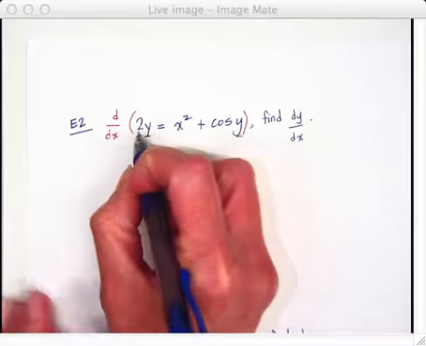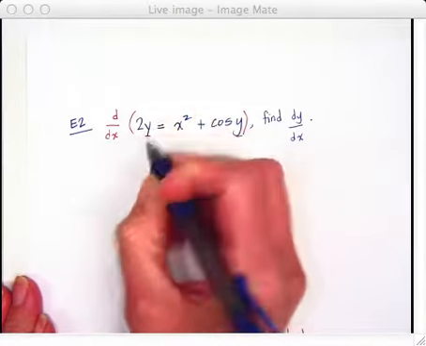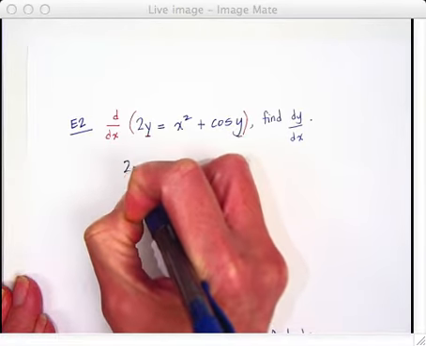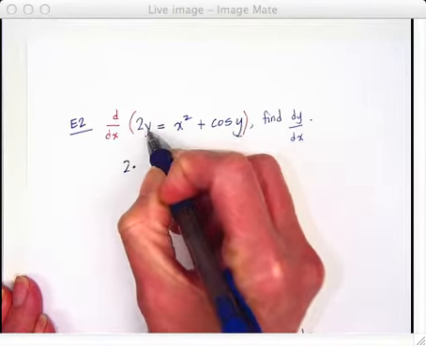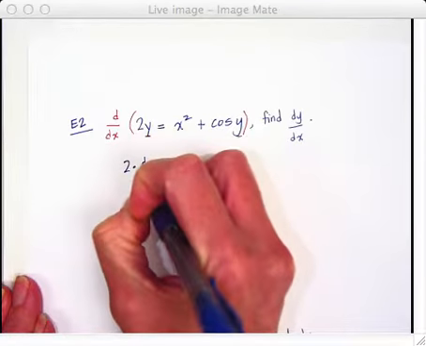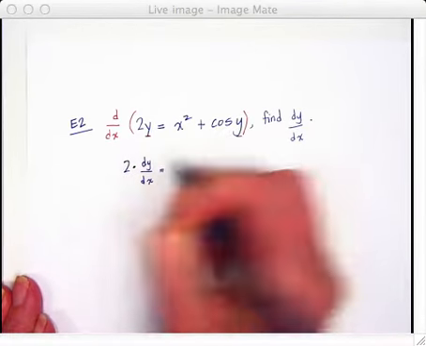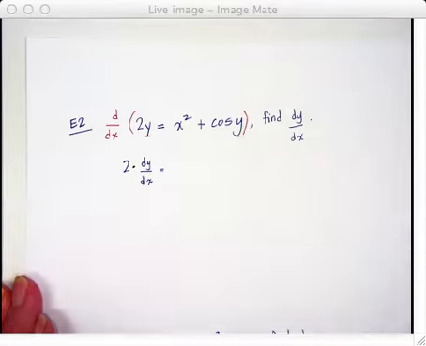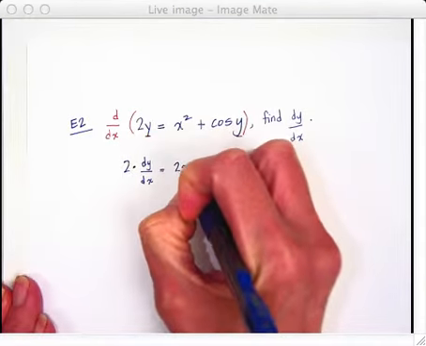All right, so 2 times, and I have to treat this as a function, so it's going to be 2 times, well, the derivative of y is dy dx. Now, I'm taking the derivative with respect to x, so this term, we just treat it as we've been, so it's just going to be 2x.